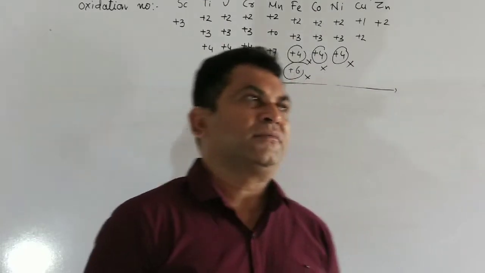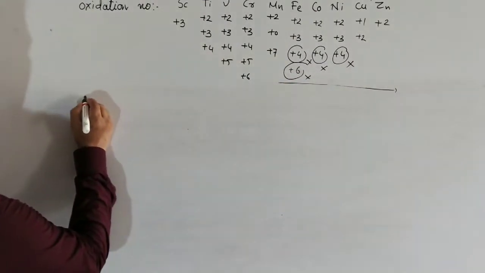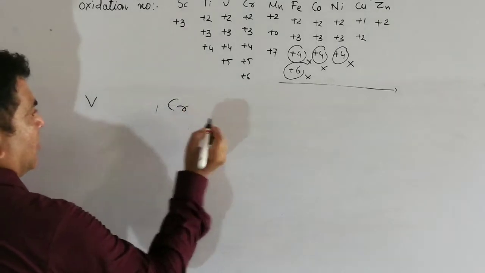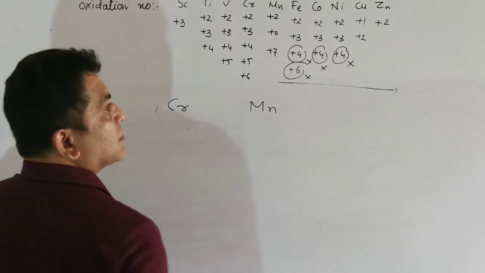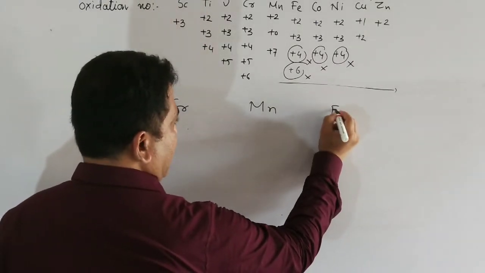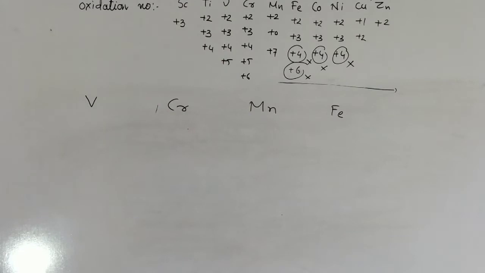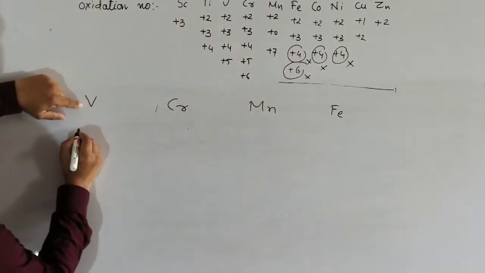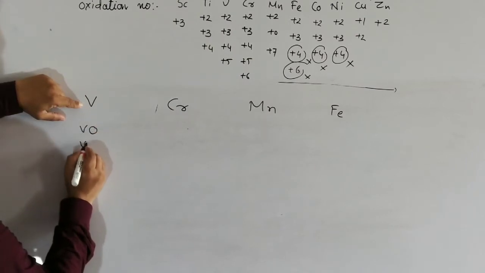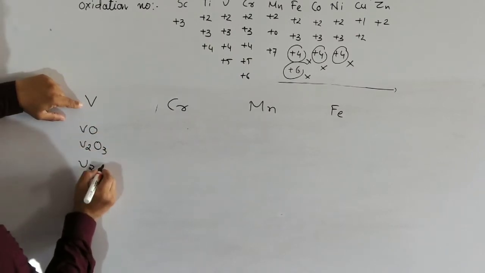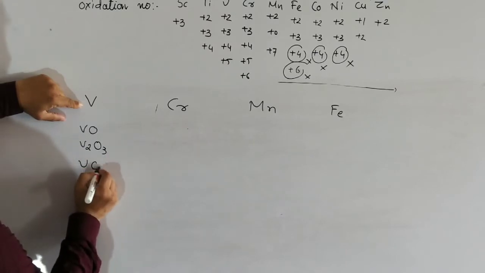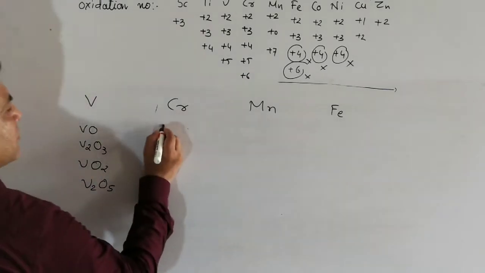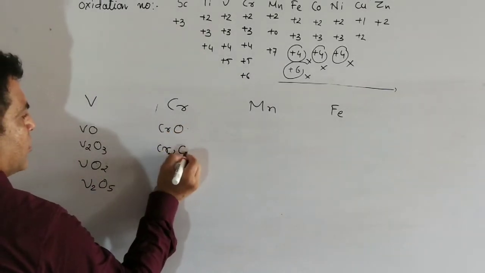Now I am going to dictate the oxides of vanadium, chromium, manganese and Fe. These are the basic things. Vanadium oxide goes up to +5. So the vanadium oxides are VO, V2O3, VO2 and V2O5.